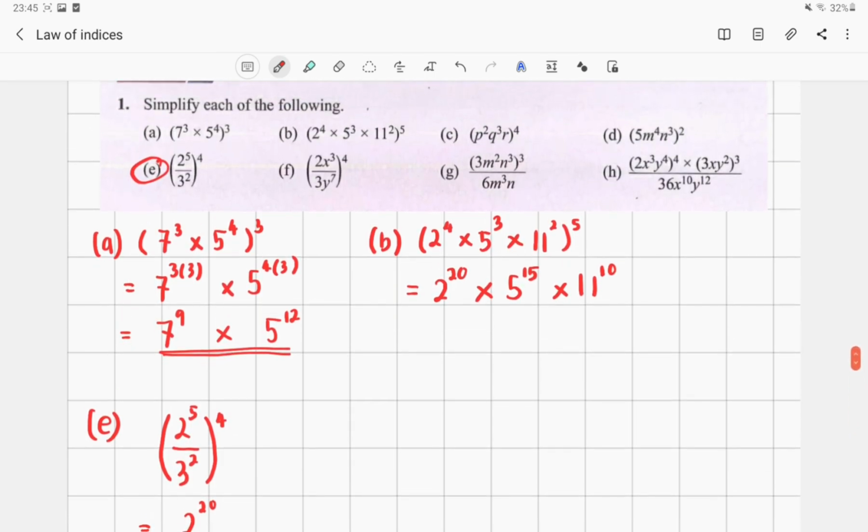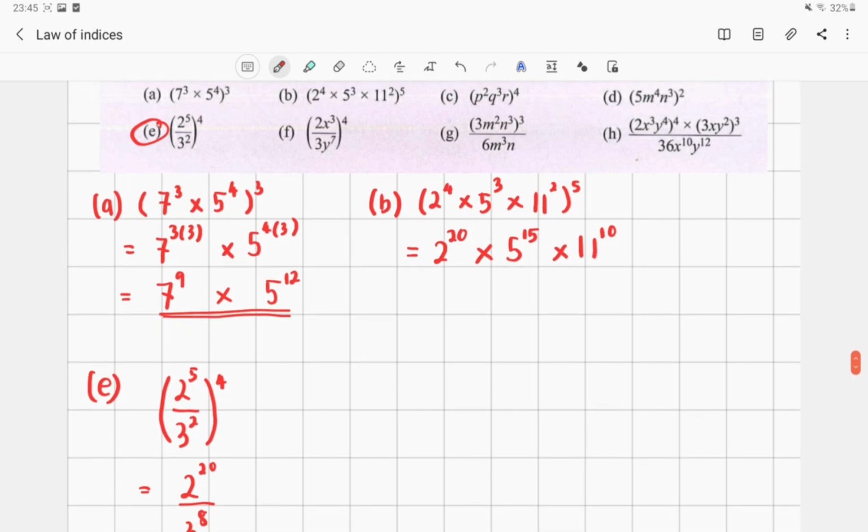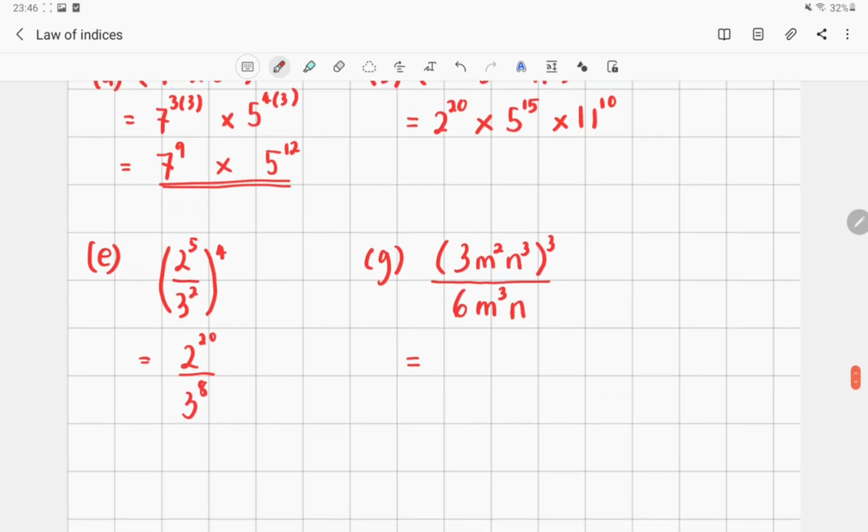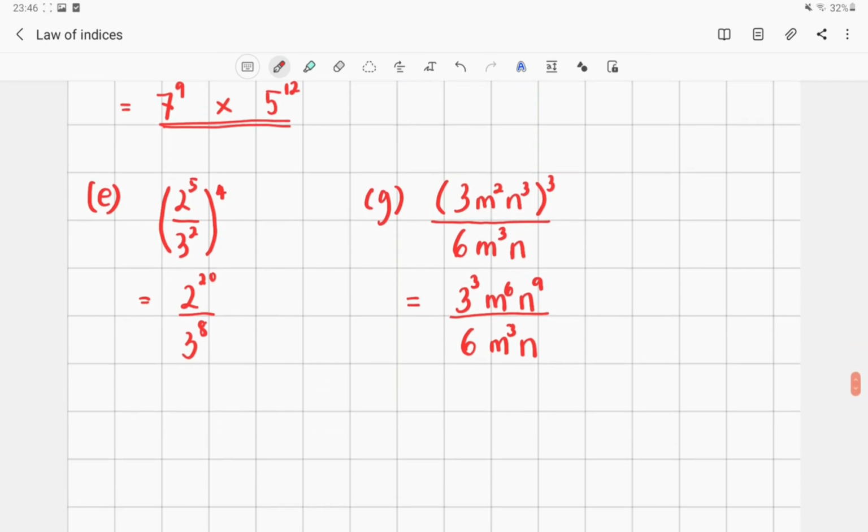We try another question. Now I choose question G. How to simplify this? It will be 3 to the power of 3 m to the power of 6 n to the power of 9 over 6 to the power of m to the power of 3 n. Now you have to simplify this one.